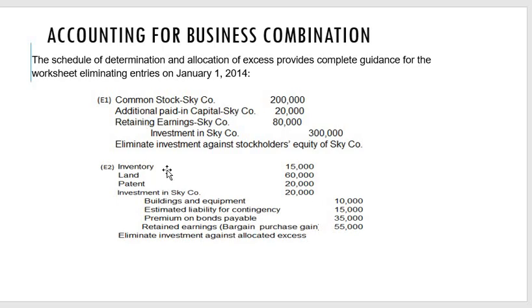So that's inventory at 15,000, land at 60,000, patent, since we have an unrecognized patent of 20,000, then buildings and equipment 10,000 credit, estimated liability for contingency 15,000, and also premium on bonds payable of 35,000. Then we recognize the bargain in retained earnings, so we close it to retained earnings amounting to 55,000. So that will be our working paper eliminating entries.